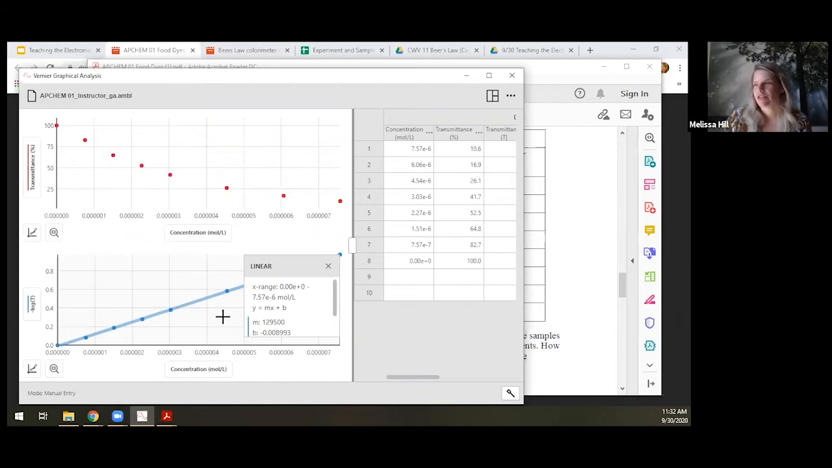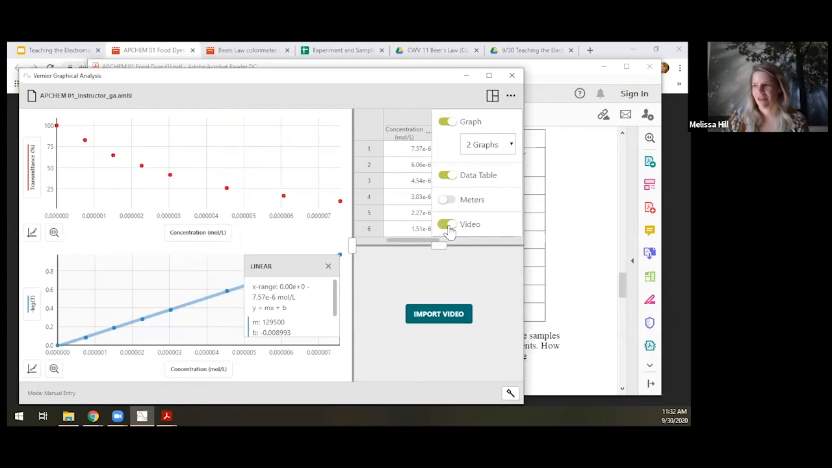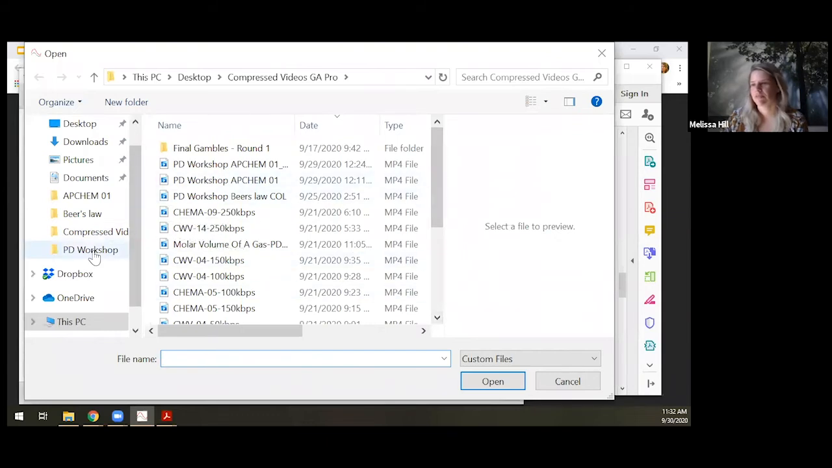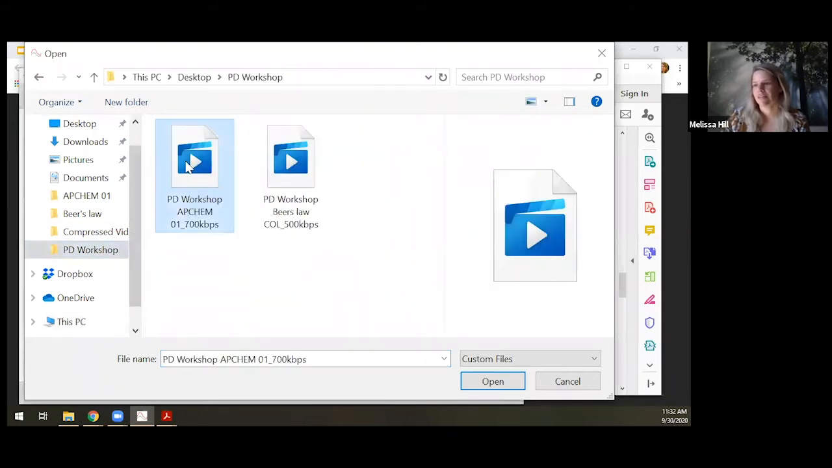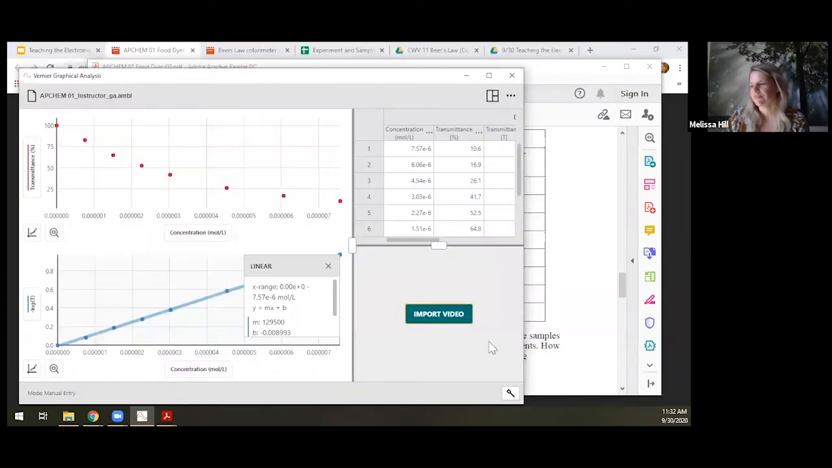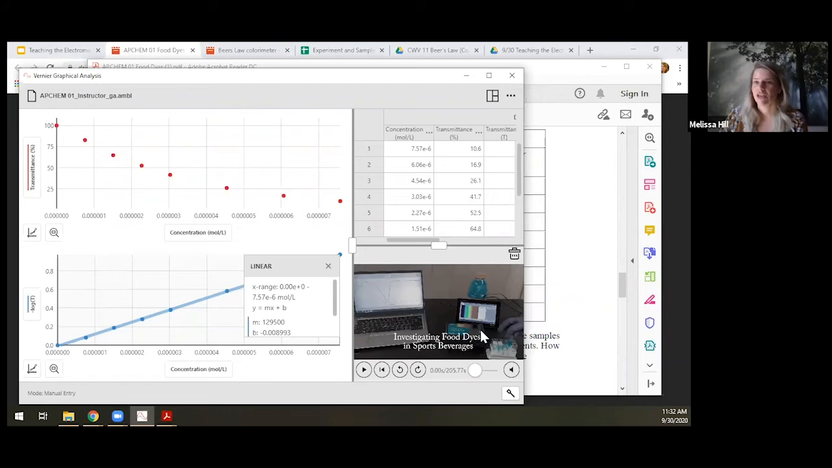If you were so inclined to use Graphical Analysis Pro here, wanted to take advantage of that 30-day free trial, you click on where you manipulate your graphs and your data tables up here, and you turn on video. And this is where you can import a video that you would give to your students. So the magical one that is in the folder there is this investigating food dyes. You can also take your own video. I know a lot of you guys have probably already done that. Can add that in here real easily. You save it out and then you send it to your students and that video will be embedded there.